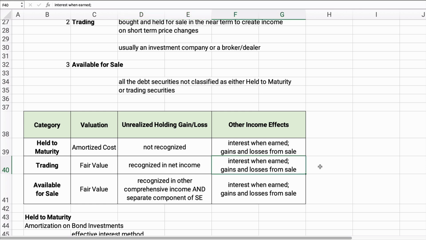So then you also have interest when it's earned and gains or losses from sale, just like normal. Now, probably the big category is available for sale. It's at fair value, but it's recognized in other comprehensive income, or OCI. I guess all the cool accountants call it OCI. Other comprehensive income, and it's a separate part of stockholders' equity. Once again, interest when earned, gains and losses from the sale.